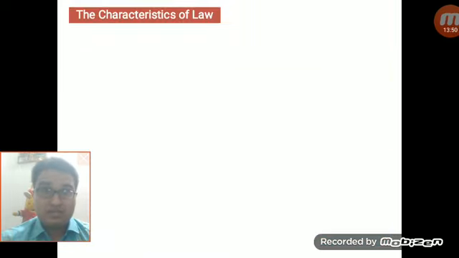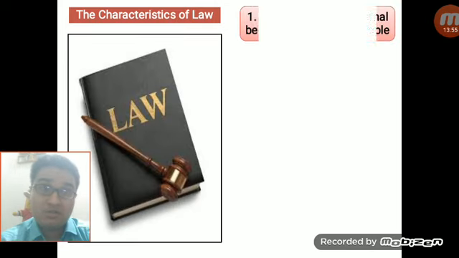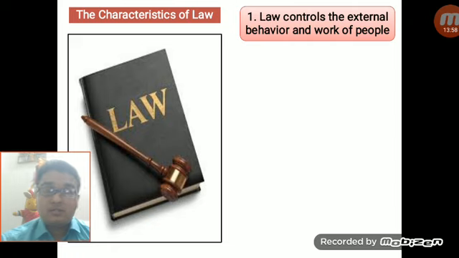Dear students, now I am going to discuss the characteristics of law. Okay, there are some characteristics of law. The first one is that law controls the external behavior and work of people. This is very important to understand. Law doesn't control the internal behaviors of human beings. Yes, only religious values and quality education can control the internal behaviors of a man. But laws do not control the internal behaviors of a man. Only laws can control the external behaviors of the citizens.